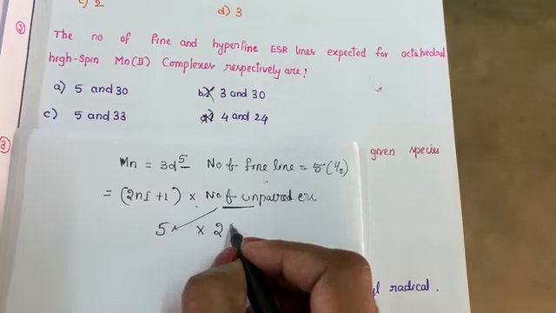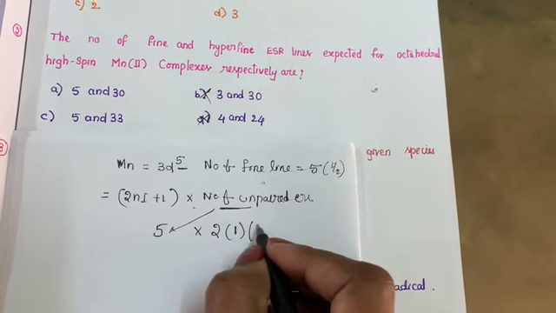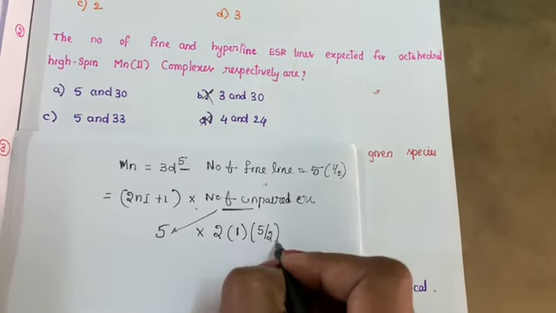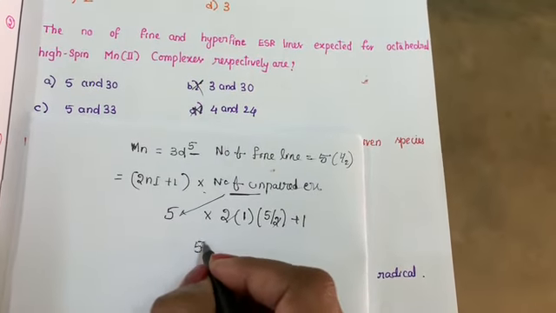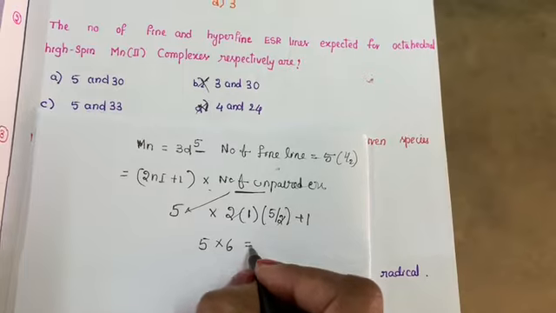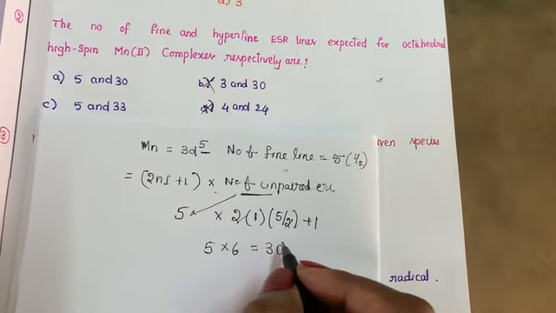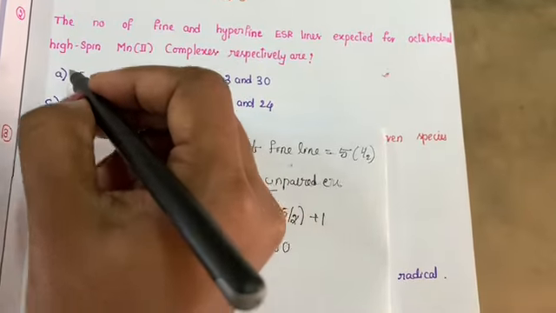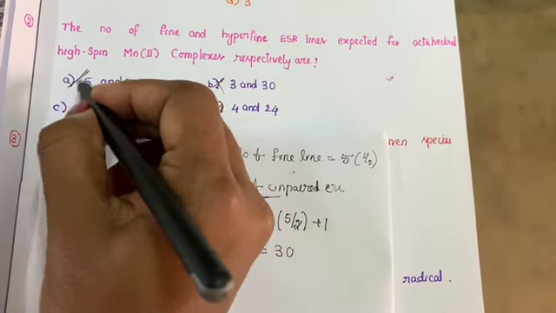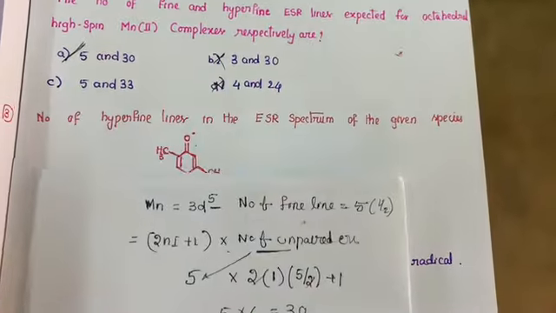Here a single manganese nuclide is present, and each manganese contributes 5 by 2 spin, so 2I plus 1 is 6. So the total value is 5 multiplied by 6. So you will get 30 hyperfine lines. The total number of hyperfine ESR lines is 30 and fine lines are 5. So option A will be the right answer.